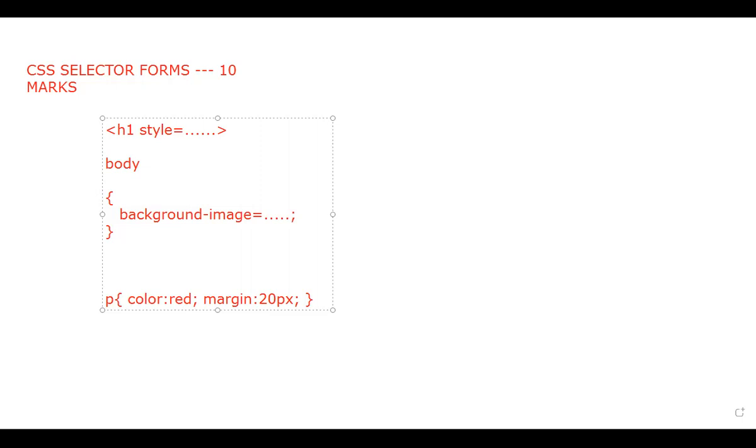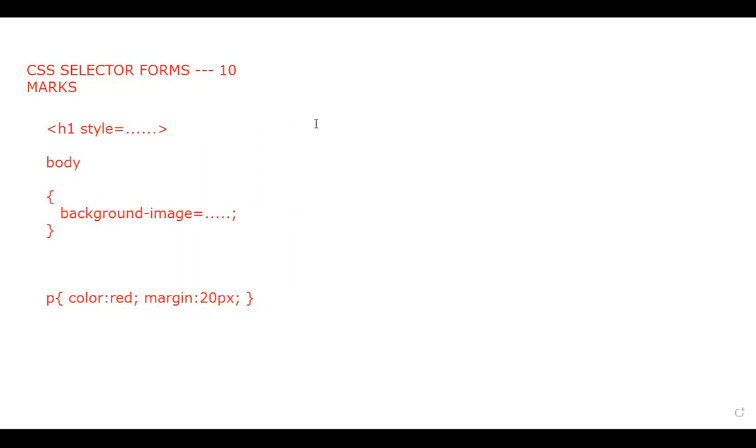So what are these? These are the different ways of writing CSS. They are also called different forms of coding CSS. Somewhere we code using inline style, somewhere using external style, somewhere using internal style. In these three types again we have different styles of writing the CSS code. That different style of writing the CSS code is called selector forms.